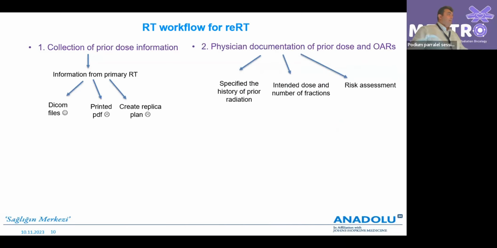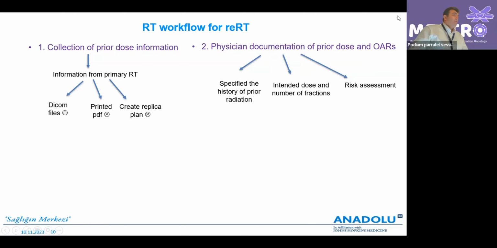The physicians need to take account and pay attention, of course, for the re-irradiation. So what they will do, they will specify the history. As a physicist, I cannot find the values of the patient's prior data. So they need to specify the history of the radiation first, and then they should think about the intended dose and also the number of fractions. This is another mission for the physician, I think.